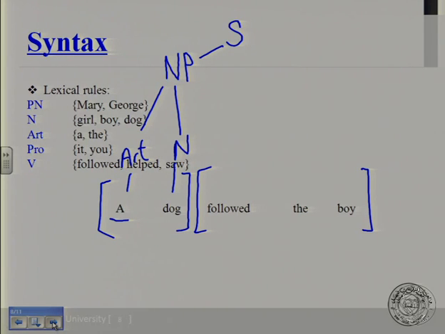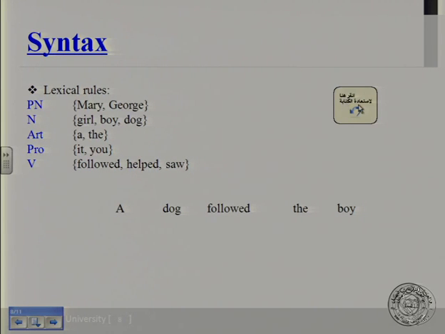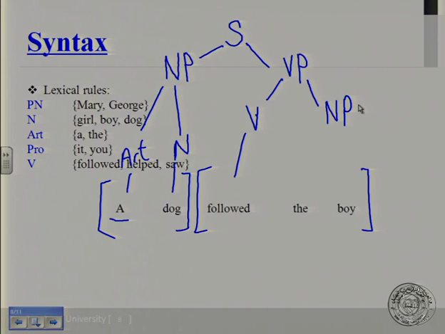Now we come to the second part of the sentence. Here we have VP, and VP means verb phrase. This is the first one, noun phrase, and the second one is verb phrase. In the verb phrase, of course, we have the first part. The most important part here is a verb, that is followed. And in the verb phrase, we have again a noun phrase, NP. That is for noun phrase. And in the noun phrase, we have Art, that is the article, and we have N for the boy. So this is the tree diagram of the sentence.